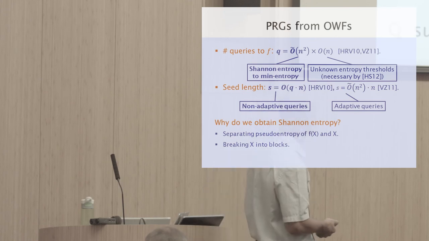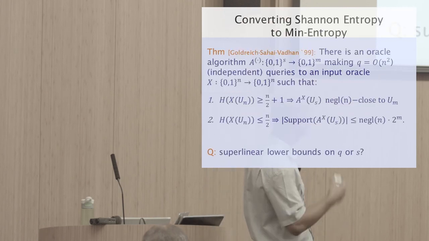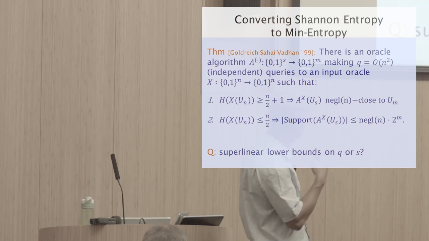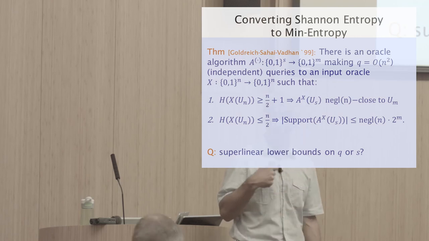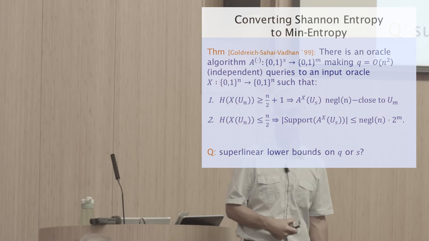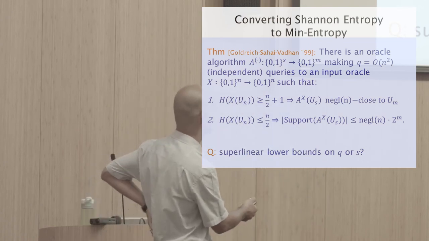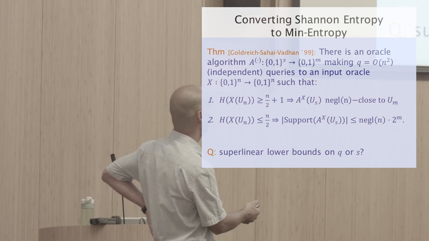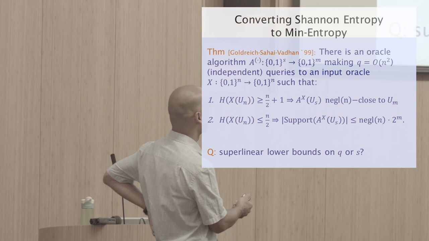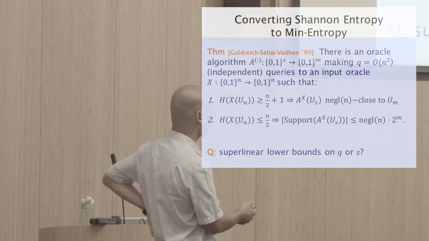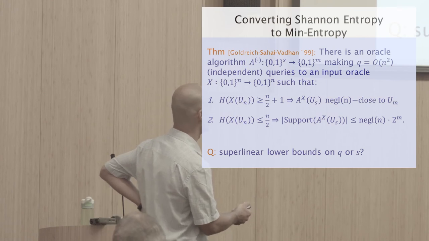And I don't know. Here's a completely information theoretic version of that question that I thought should be easy to answer, but I've been thinking about it on and off for years and still have no idea. So here's a positive result, a kind of information theoretic analog of converting Shannon entropy to min entropy.